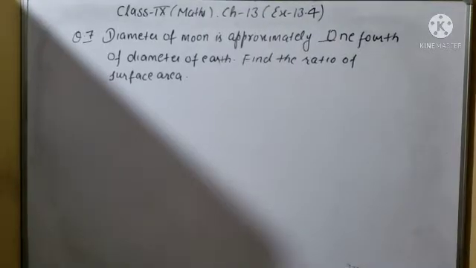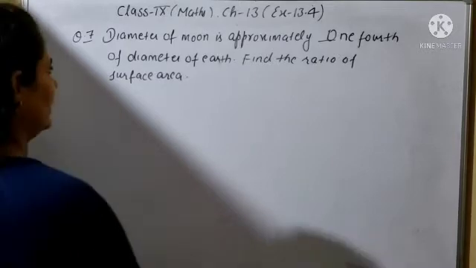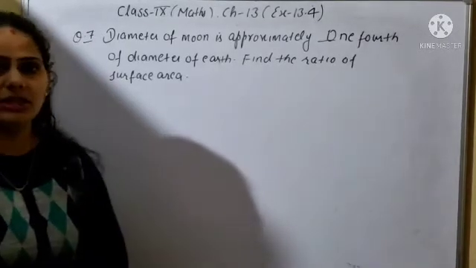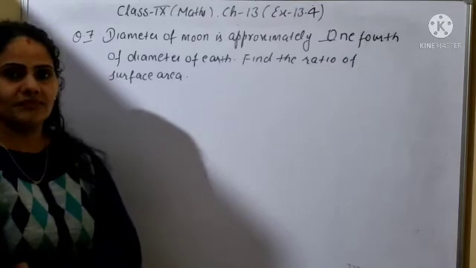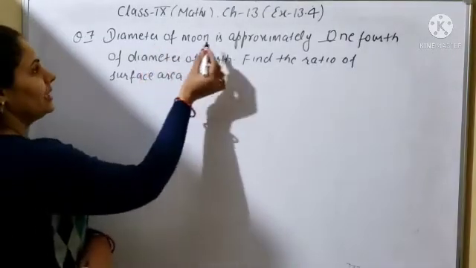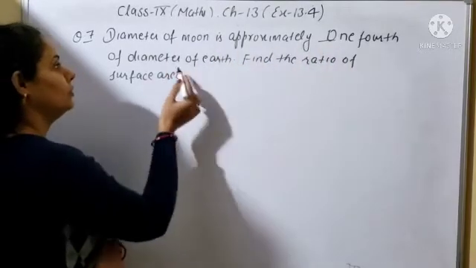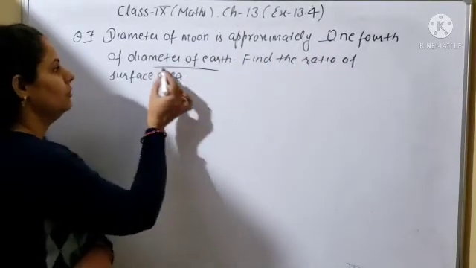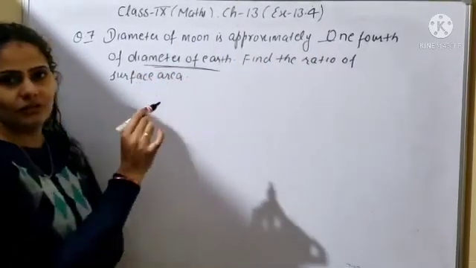Question number 7. It is given, diameter of moon is approximately 1/4 of the diameter of earth. Find the ratio of the surface area. What is given? Diameter of moon is approximately 1/4 of diameter of earth. It is not given what is the diameter of moon and what is the diameter of earth, so you will assume first. You can assume first what is the diameter of earth.